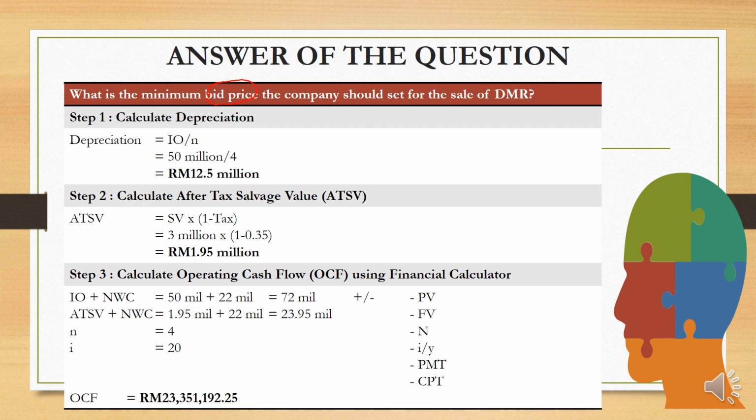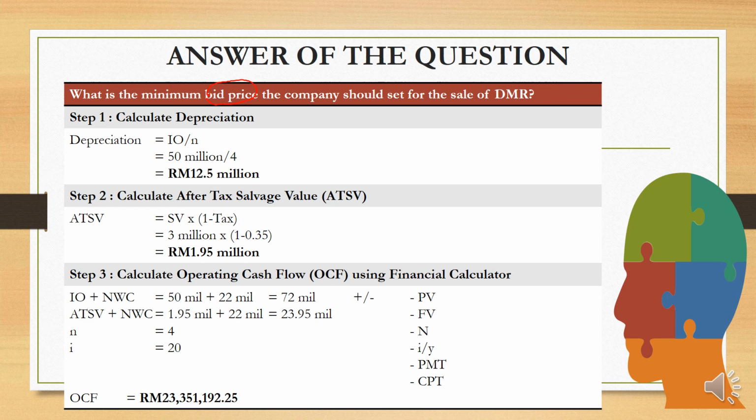Based on the depreciation formula, it equals the initial outlay or the project cost divided by the maturity period, which is N. Based on the information from the question, the cost is 50 million ringgit and the maturity period is 4. So we will divide 50 million by 4 and you will get the depreciation value of RM 12.5 million.